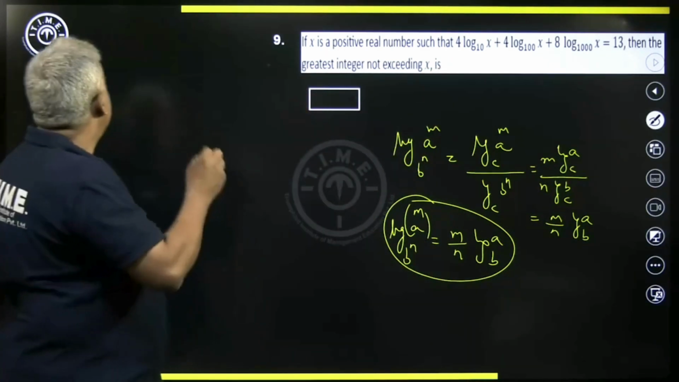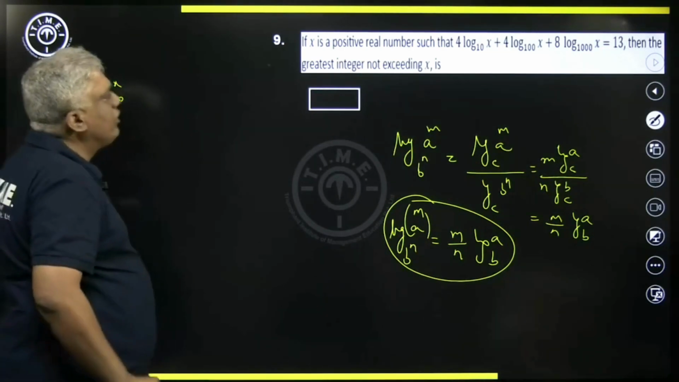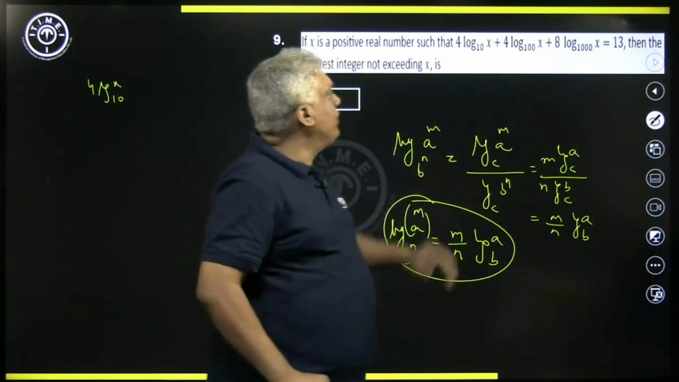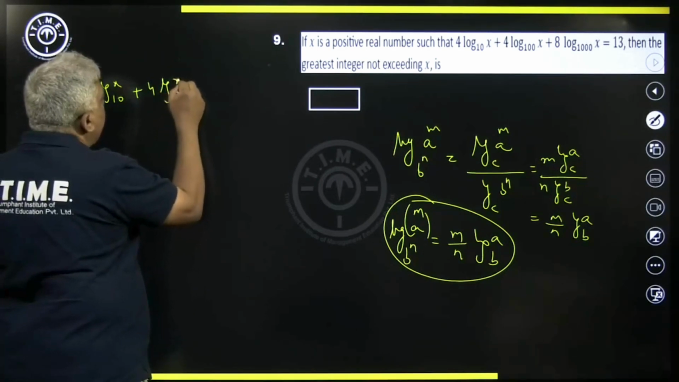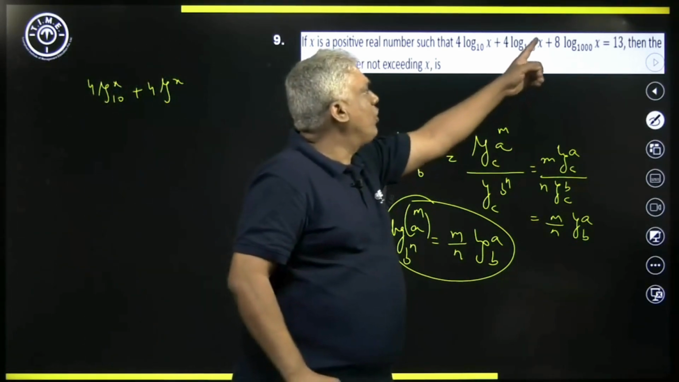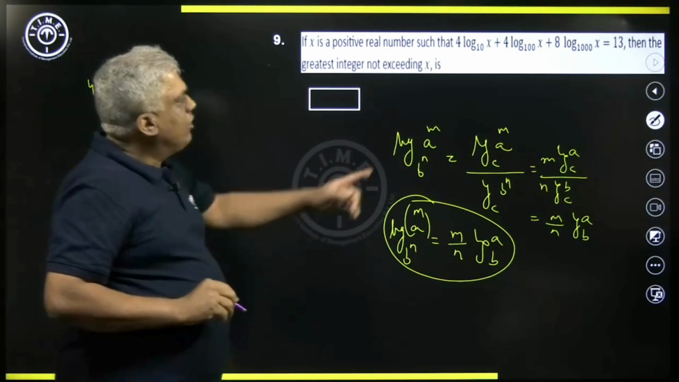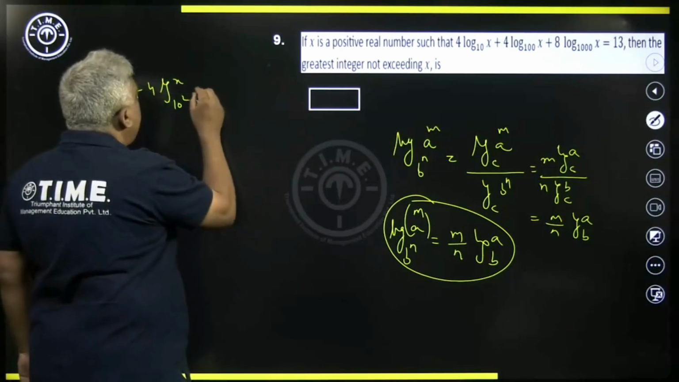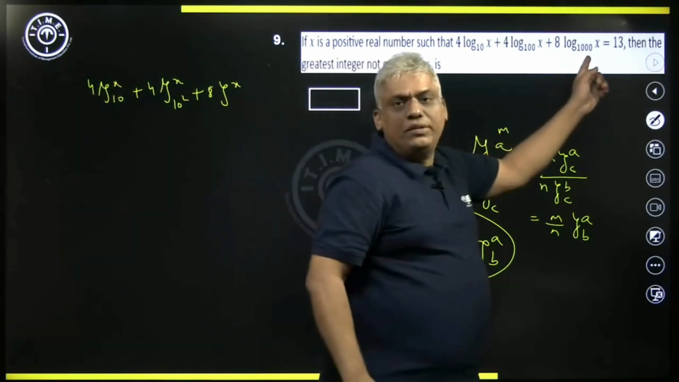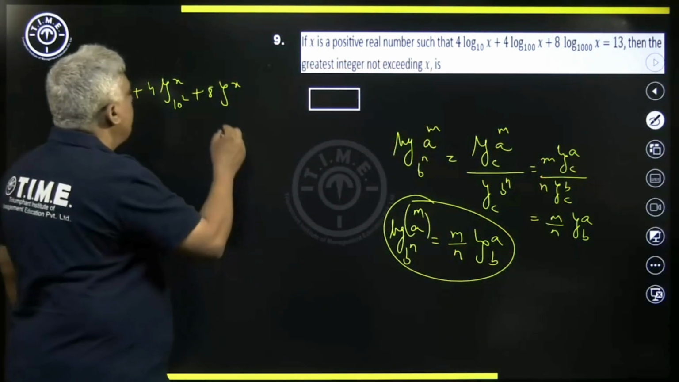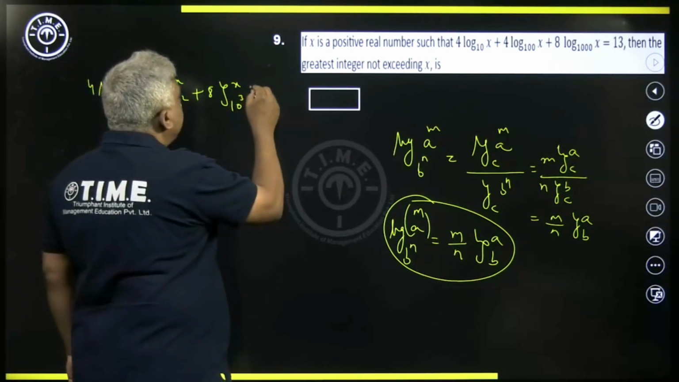Now, you see it is given as 4 log x to the base 10 plus 4 log x to the base 100, right. So, plus 4 log x, and base 100 we can write as 10 square. Okay. Now, plus 8 log x, and this 1000 we can write as 10 cube, right. So, 10 cube, and that is equal to 13.